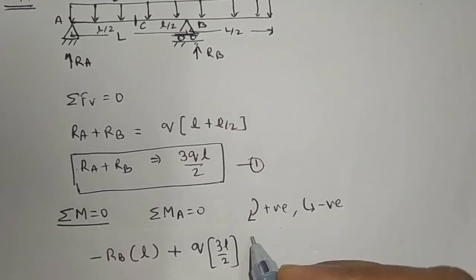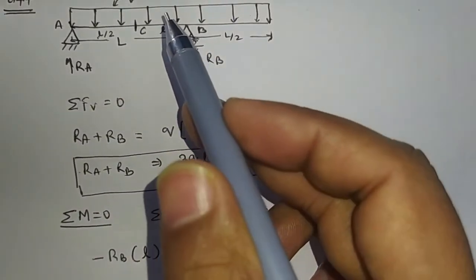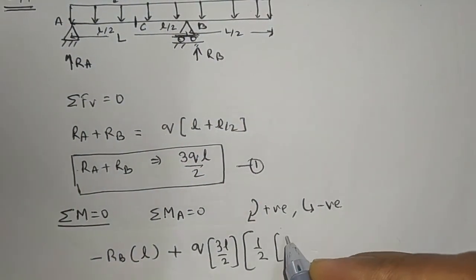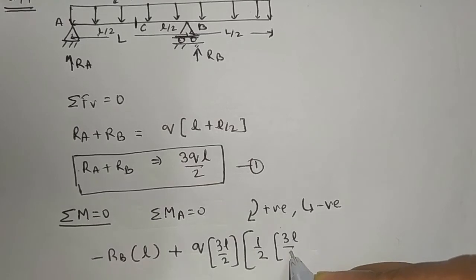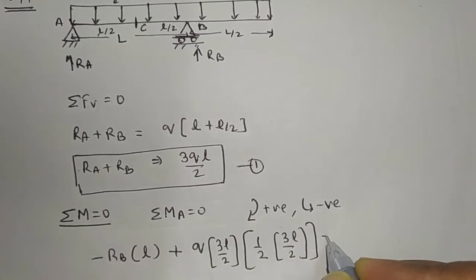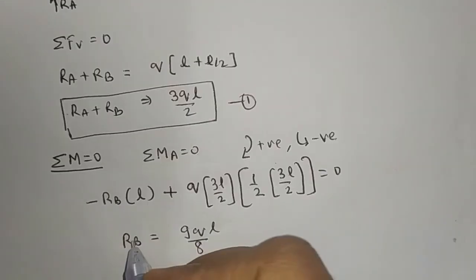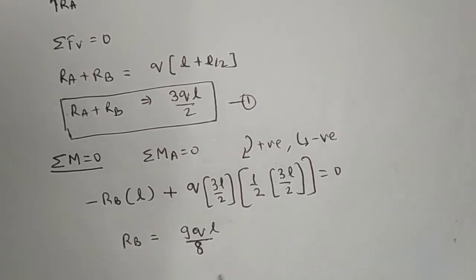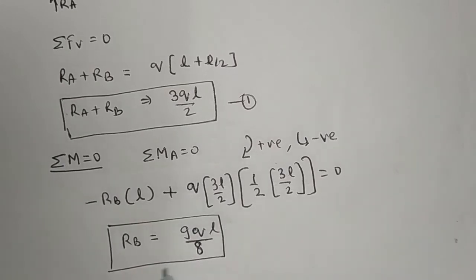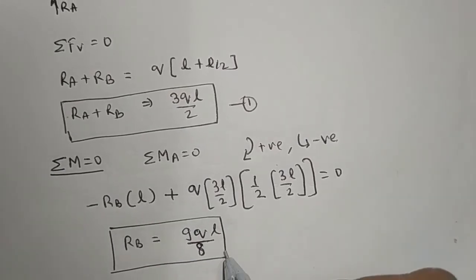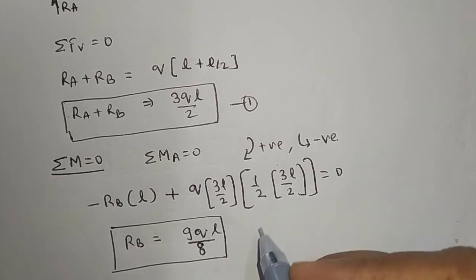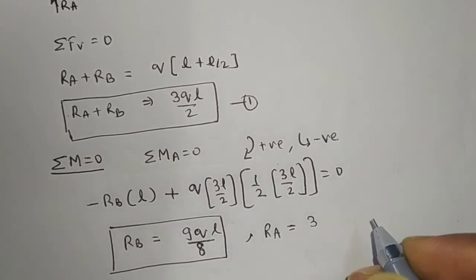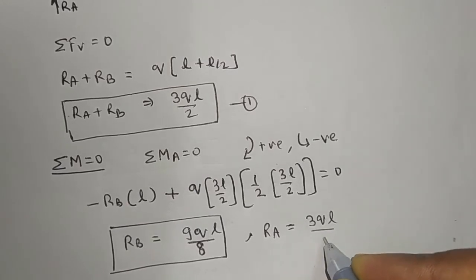this is the load and it will act at the midpoint. So 1 by 2 into 3L by 2 will be equal to 0. RB will be equal to 9QL divided by 8. Now we will put this value into the first equation to find the value of RA. We will get the value 3QL by 8.